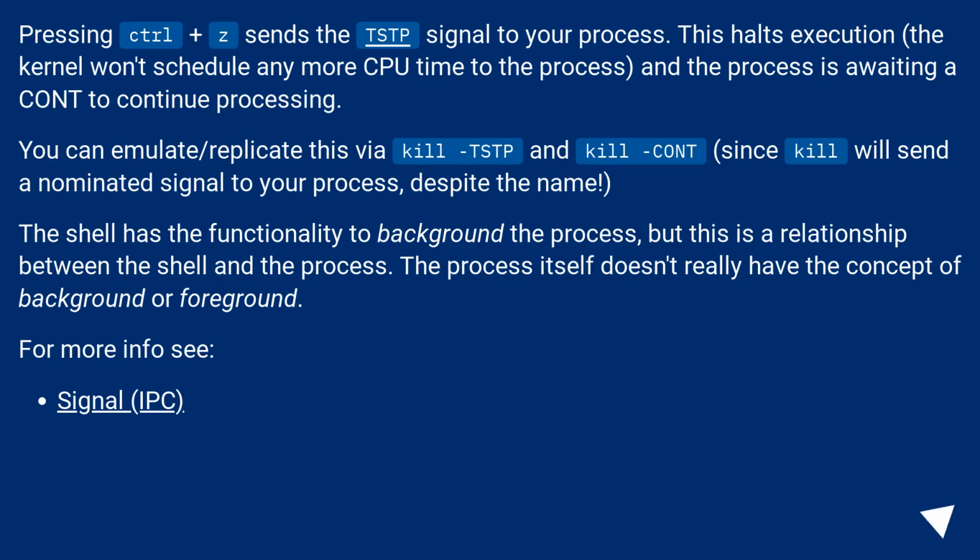Pressing CTRL+Z sends the TSTP signal to your process. This halts execution; the kernel won't schedule any more CPU time to the process, and the process is awaiting a CONT to continue processing. You can replicate this via kill -TSTP and kill -CONT, since kill will send a nominated signal to your process, despite the name.